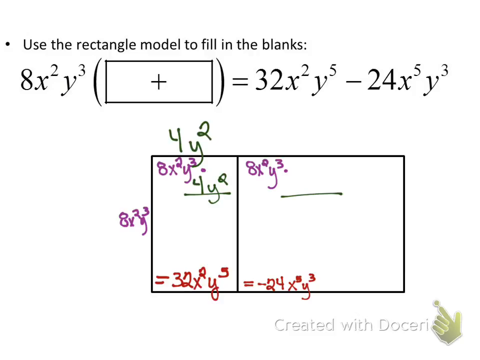So now I have 8x squared y to the third. So this height times what width to get me to negative 24x to the fifth y to the third. So the first thing I'm going to think, 8 times what gets me to negative 24? Negative 3. So now I'm going to look at my variables. I have 2 x's up here, but 5 down here. How many more x's do I need? I have 2, I need to go to 5, so I need 3 more x's. So x to the third. y to the third, y to the third, I don't need any more. So what's the width of that rectangle? Negative 3.